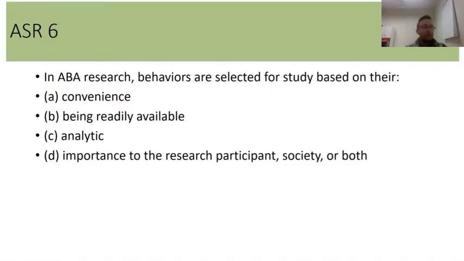In ABA research, behaviors are selected for study based on their A, convenience, B, being readily available, C, analytic, or D, importance to the research participants, society, or both. A couple more seconds. All right, I'll close the poll. The answer here is D.